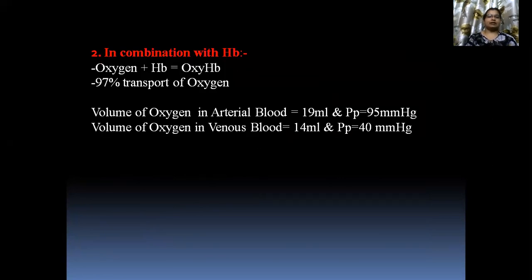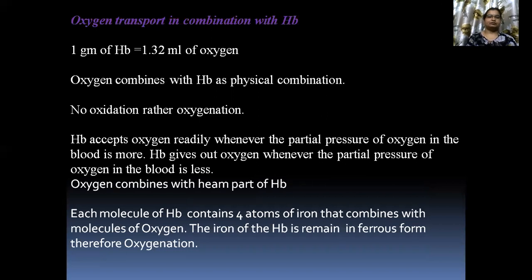And second is as combination with hemoglobin. Oxygen plus hemoglobin equals oxyhemoglobin. 97% of oxygen is transported combined with hemoglobin. Volume of oxygen in arterial blood is 90 ml and partial pressure is 95 mmHg. Volume of oxygen in venous blood is 40 ml and partial pressure is 40 mmHg.